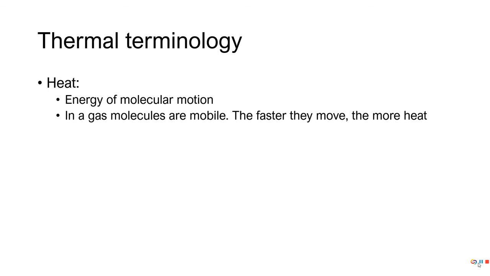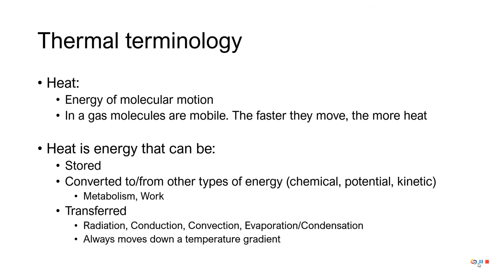Heat is energy, and it can be stored, it can be converted, or it can be transferred. Okay, and so we can convert it from chemical to potential to kinetic energy, or in different forms. So this happens with metabolism, or it can be transferred. So we've got radiation, conduction, convection, evaporation, condensation. When it's transferred, we always go down a gradient, right? I talk about gradients all the time. So you always go from high temperature to low temperature.